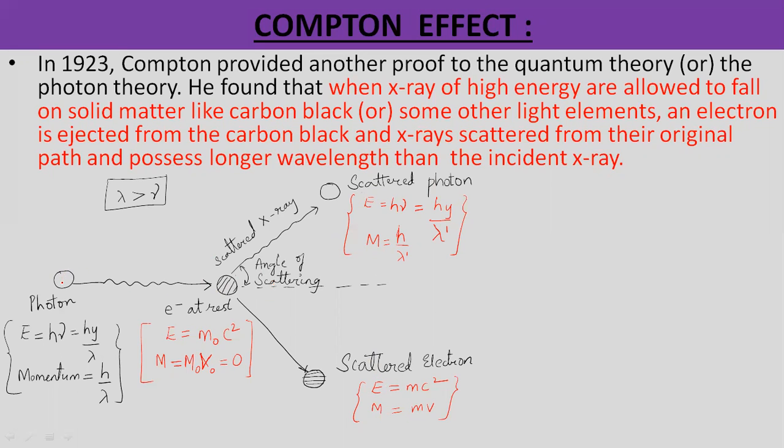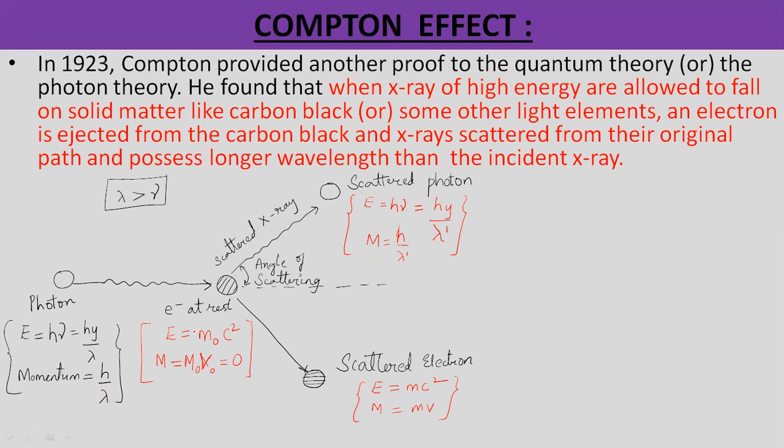So initially for the incident photon, the energy equation is E = hν, where E stands for energy, h for Planck's constant, and ν for the frequency. This is equal to hc/λ, and its momentum is equal to h/λ.